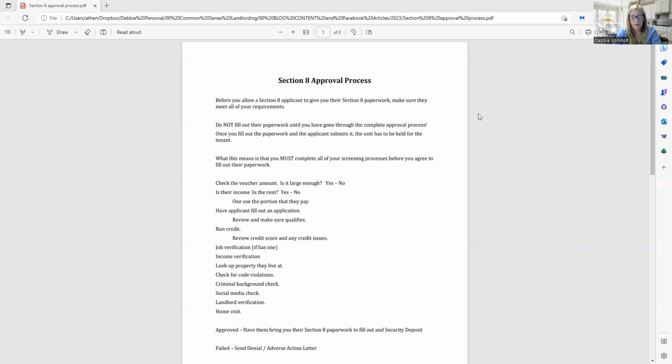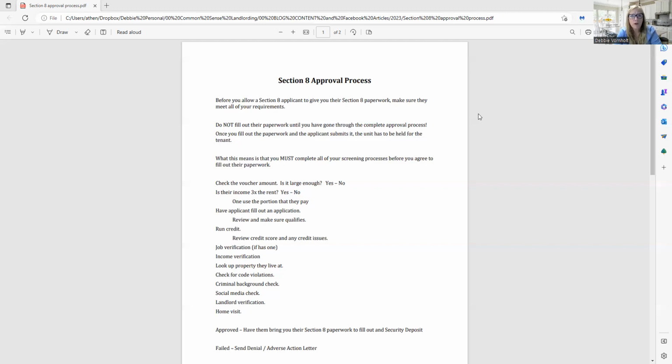Once you verify that the voucher covers the rent and they have appropriate income, have them fill out your application. I use a property management system, so they fill out mine online. You can use a paper application. It doesn't matter. Have them fill out an application. Once they give it back to you, review it.